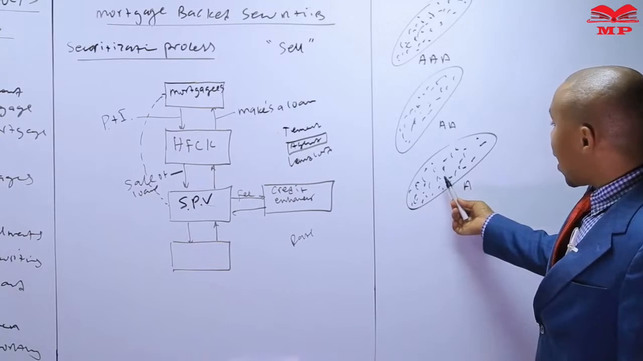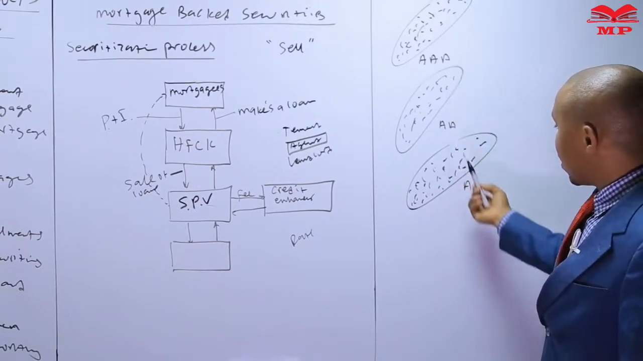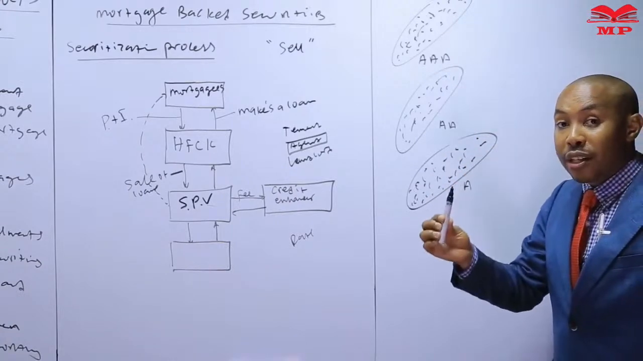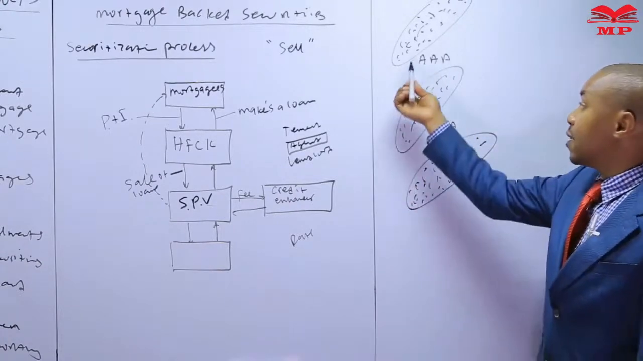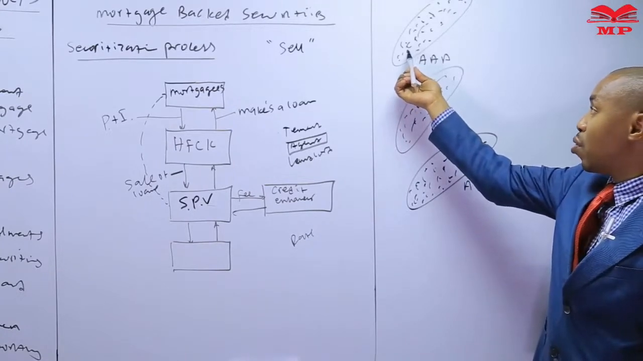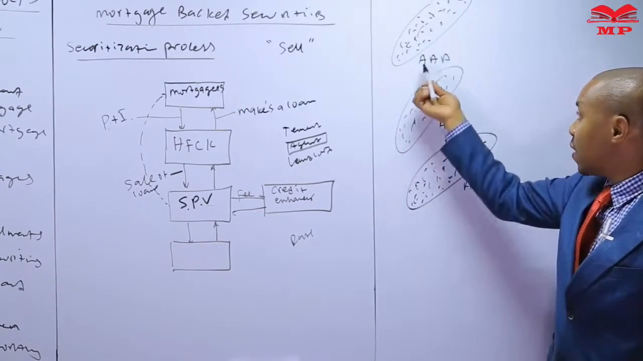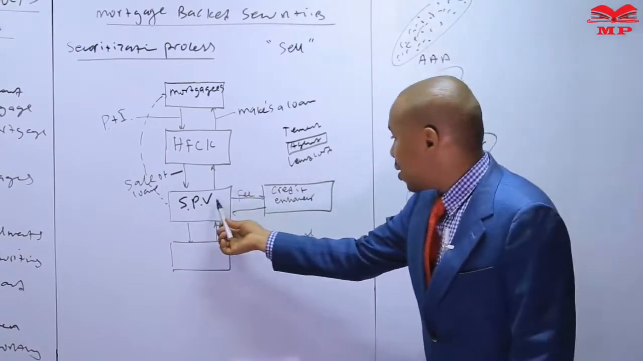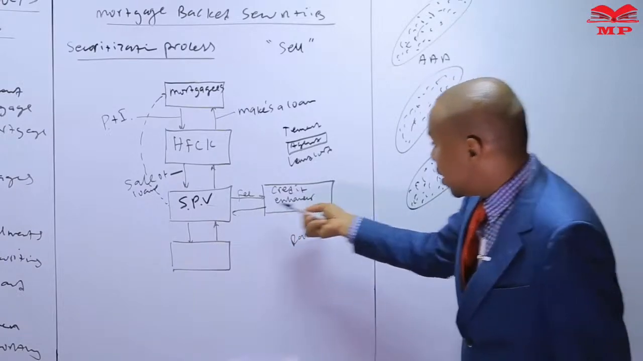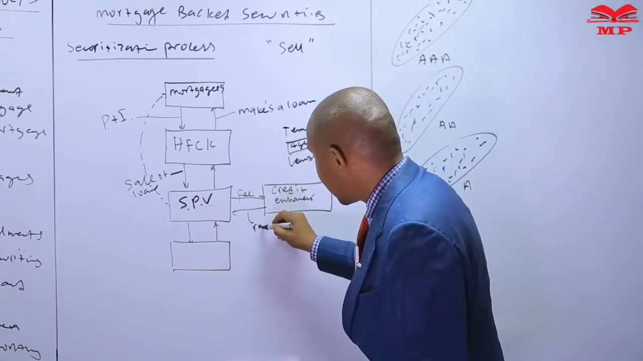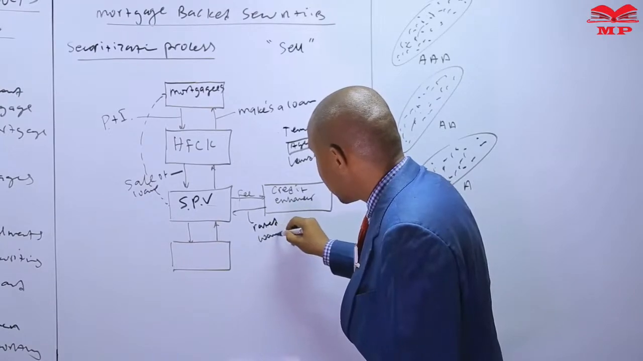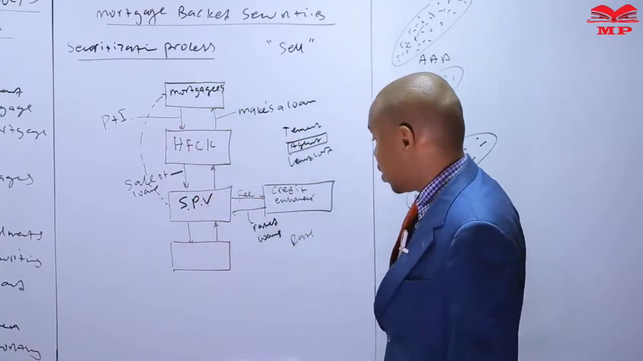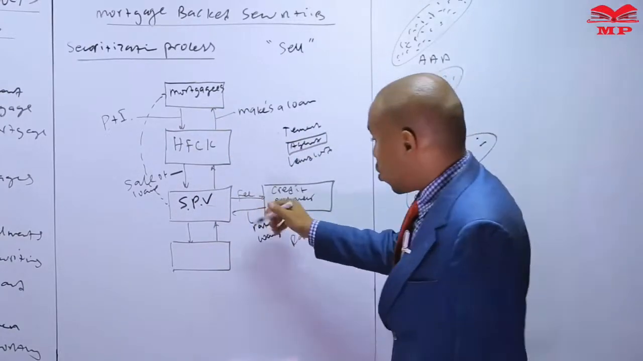Now these AAA, AA, and A represent ratings in terms of how the mortgages are being serviced. These are superior mortgages, or those mortgages are paying on time. So they're assigned a higher rating. Now the SPV pays a fee to the credit enhancer, and in return it gets rated loans in terms of how the mortgagees are servicing the mortgages. They get rated loans like that.